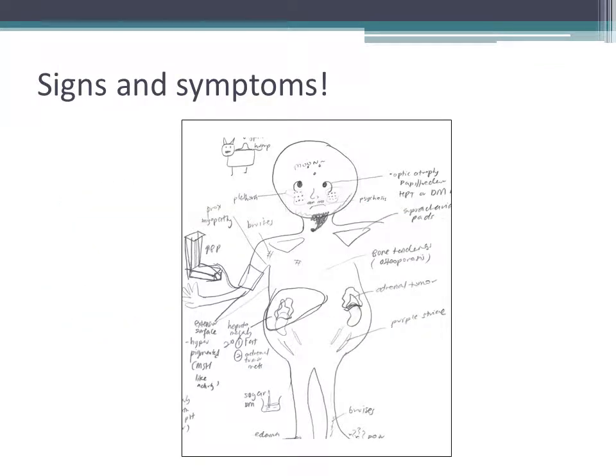Signs and symptoms of Cushing syndrome include the things seen in this interesting diagram. At the top left, you have a little buffalo with a hump. I just want to remind you that we don't use the word buffalo hump anymore. It's not appropriate. We use the term dorsocervical fat pad.